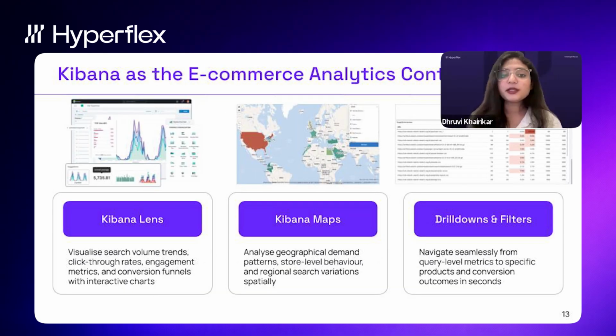So at this point, Kibana becomes the control plane of e-commerce analytics. Kibana allows us to move seamlessly from high-level trends to individual queries and products. We can filter, drill down, and correlate metrics across dimensions in seconds. And this is not static reporting. This is interactive analysis. The dashboard that you'll be seeing today is designed to support investigation and not just observation. We have multiple tools for that: Kibana Lens, Kibana Maps, the filters, and everything you're going to be seeing in the rest of this lecture.